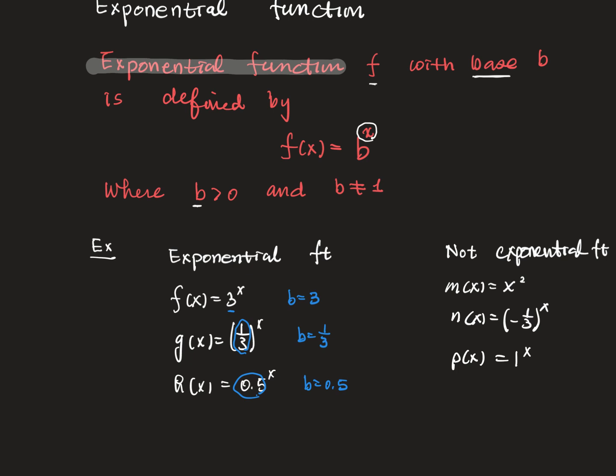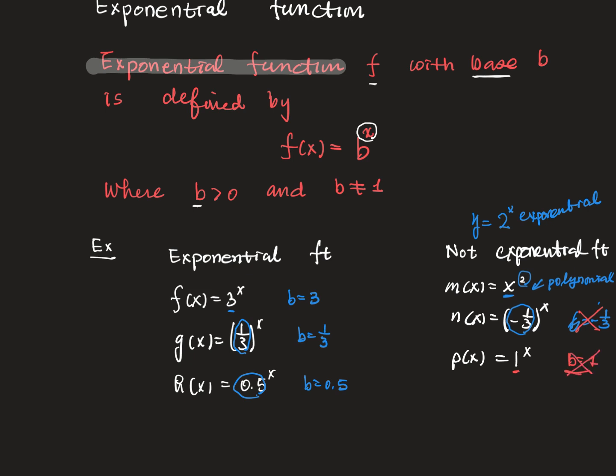What is not an exponential function? What is the base? The base is x, the power is a number. We call this a polynomial function. So can you see this one? 2 to the x. That's an exponential function. This one is a polynomial function. The base is negative 1/3. That's negative, so this is not an exponential function. The base is 1, and a base of 1 is not an exponential function.